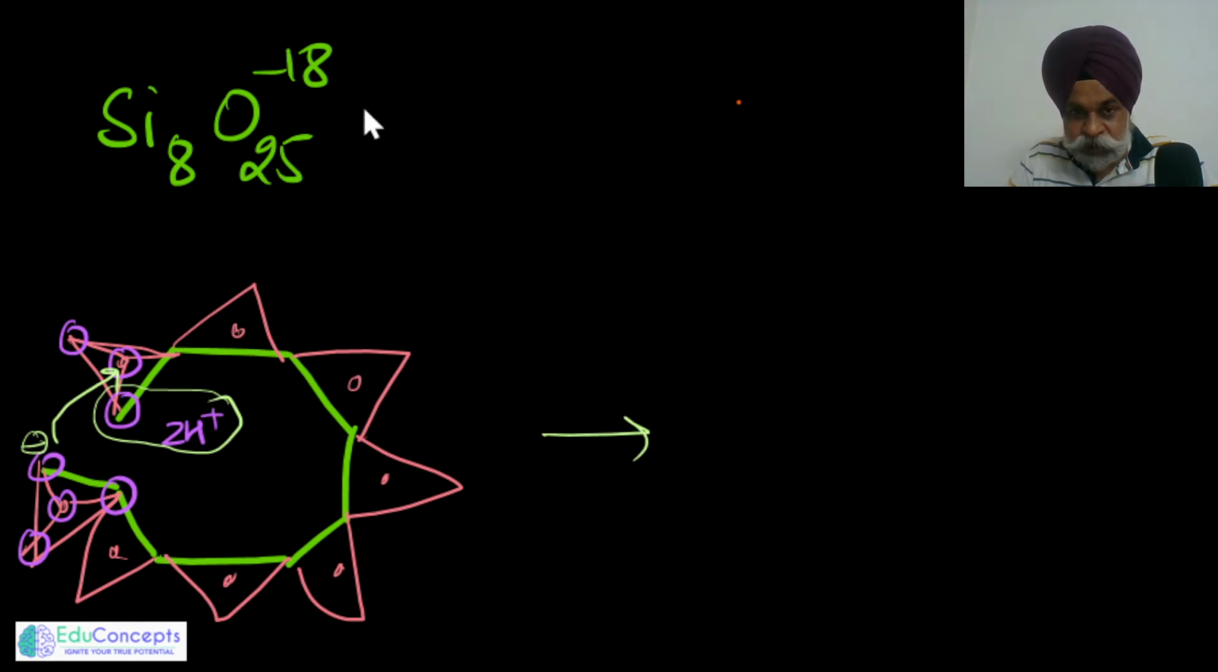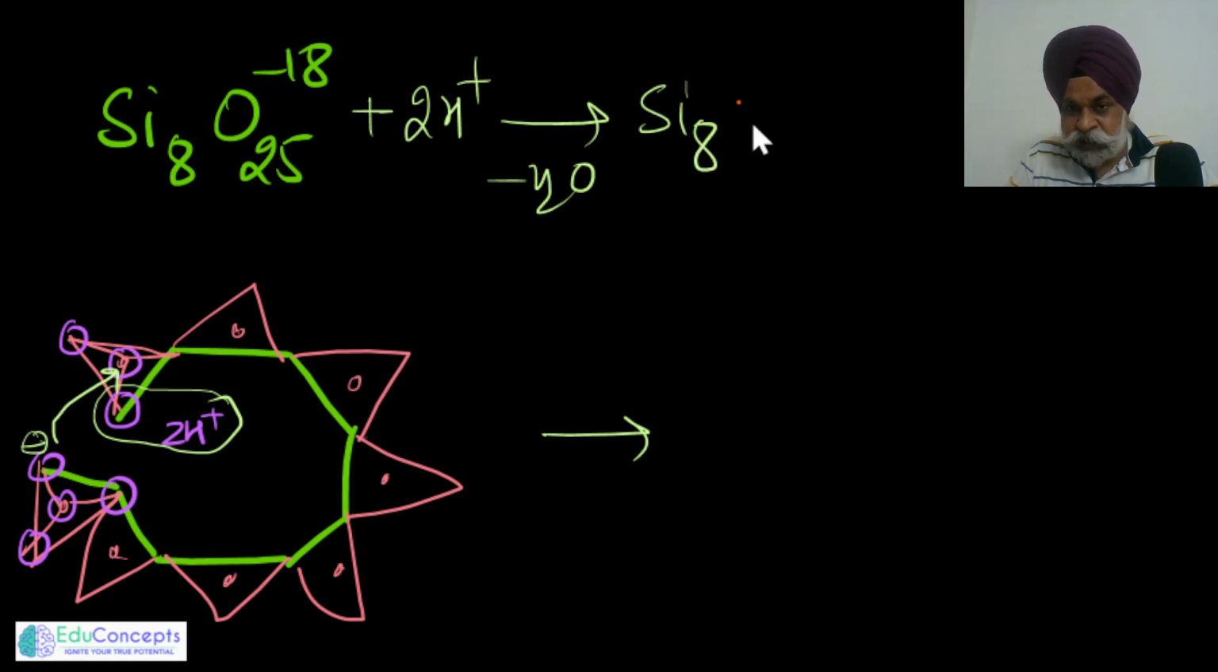What basically I am doing is that if I place 2H positive into it, one water would go out and I am left with SiO8 O24. One oxygen got decreased, and the negative charge would decrease by twice that amount. One oxygen decreased, so the negative would decrease by 2 units of 2, so it becomes 16.